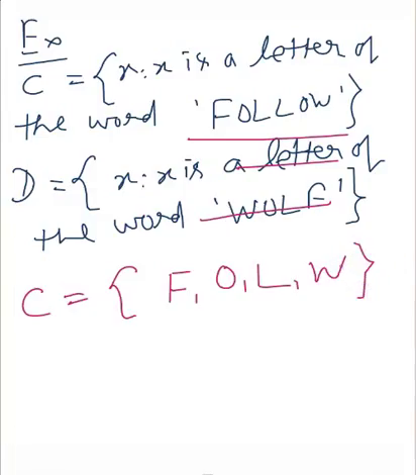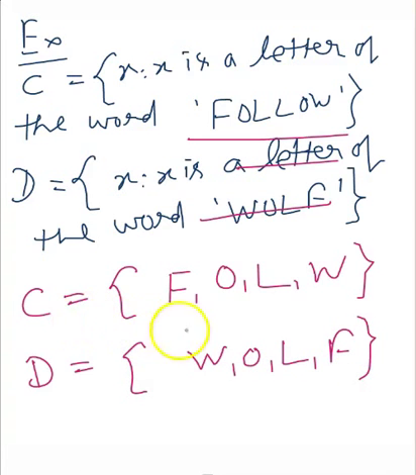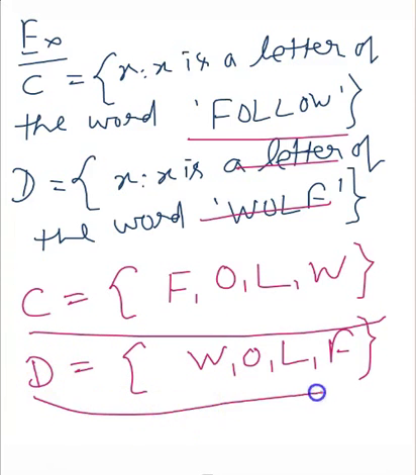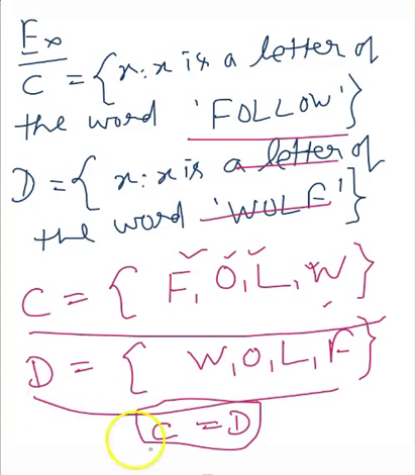Because in the roster form we write all the distinct elements. What about the other one? WOLF: W, O, L, F. So you can see that C has the same elements and D also has the same elements. Here we have W, L, F, O; W, O, L, F. So it means that both have the same elements, and C and D are equal sets. Got it?